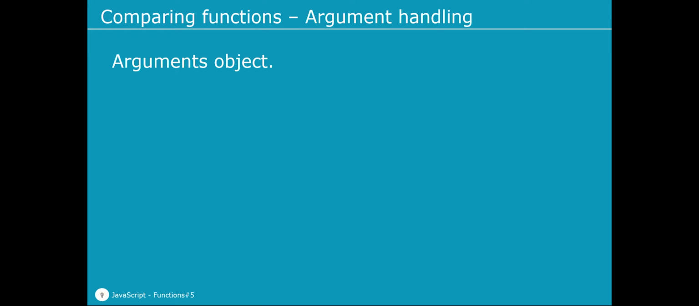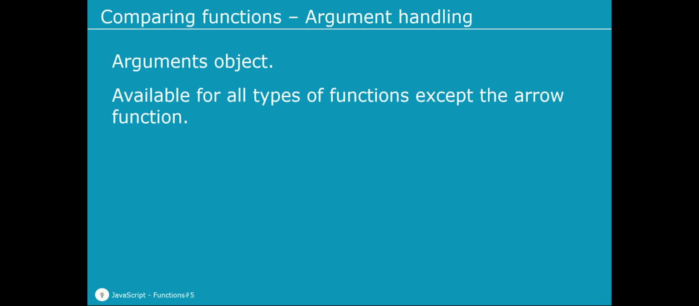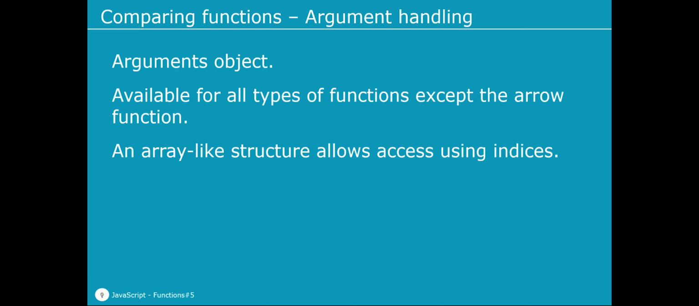Here I will discuss the arguments object that JavaScript provides. It is available for all types of functions except an arrow function. When a function is called with a variable number of arguments, except for an arrow function, the arguments object receives all these arguments. It is an array-like structure that allows access to argument values using indices, and it is not possible to access this object outside the function scope. However, using the rest operator is now recommended instead of using an arguments object.